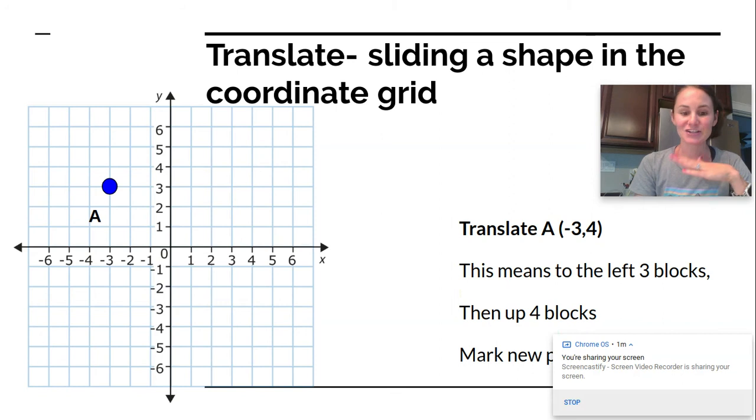Let's try this again. Point A is over there at -3, +3, and they want us to move -3, 4. That first number tells us whether we move left or right. Since it's negative, we're going to be moving back, from -3 to -4, -5, -6. Then we have a +4, meaning we're going to rise or go up 4. From there, our new point can be plotted right there at -6, 7. So that's our new point. We mark it A prime.